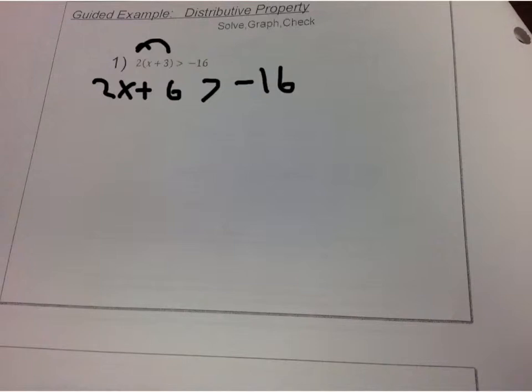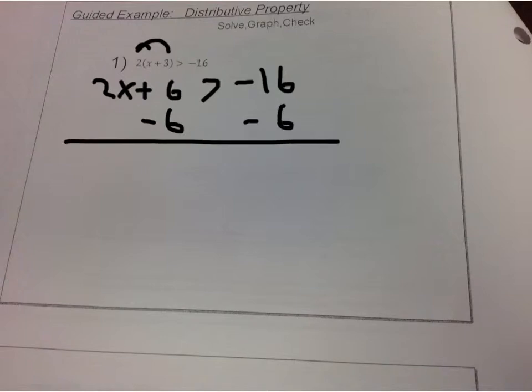Alright, so from here now you're left with the problem like yesterday. You have a two-step equation. You have your multiplication and then you have your addition. Okay, so you always want to get rid of your addition first. So this plus 6, we're going to minus 6 from both sides. Minus 6, minus 6. Okay.